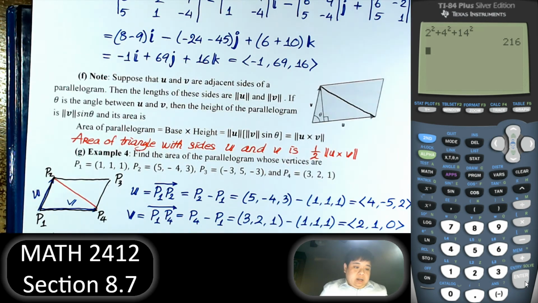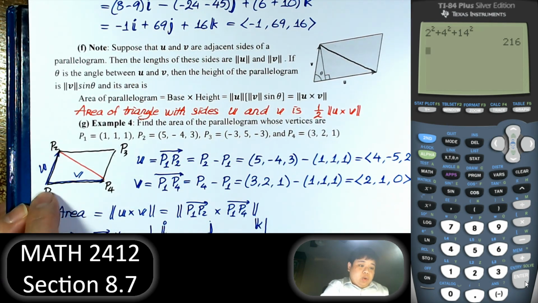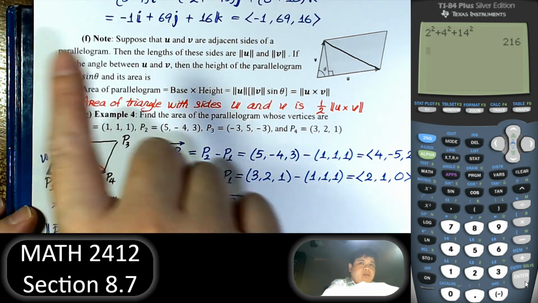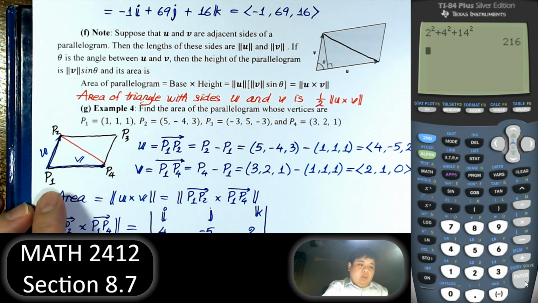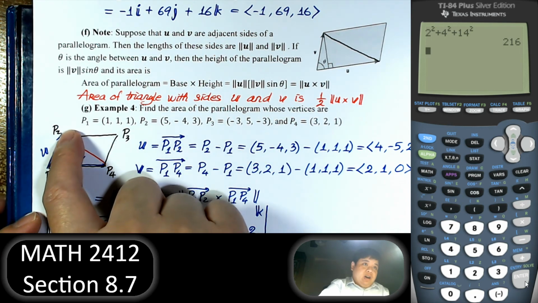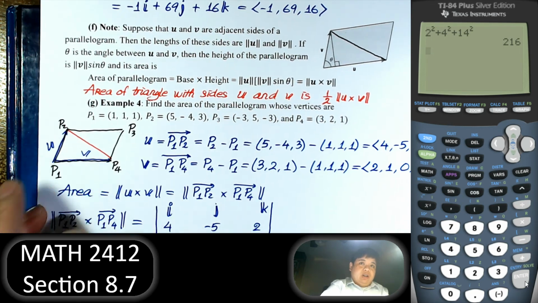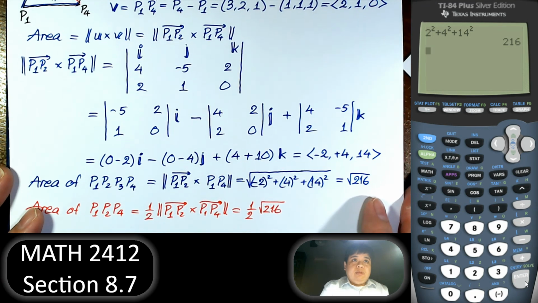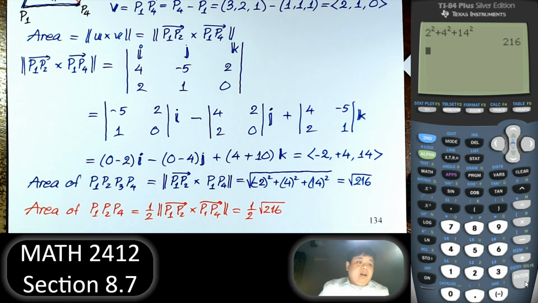But make sure that the points actually go in order, maybe clockwise or counterclockwise. We don't want to do the cross product of a side and the diagonal. We want the product of two adjacent sides. Right. So that's what we have for cross product.